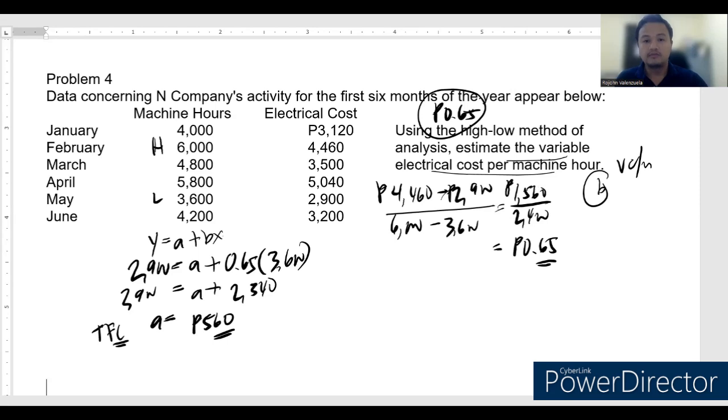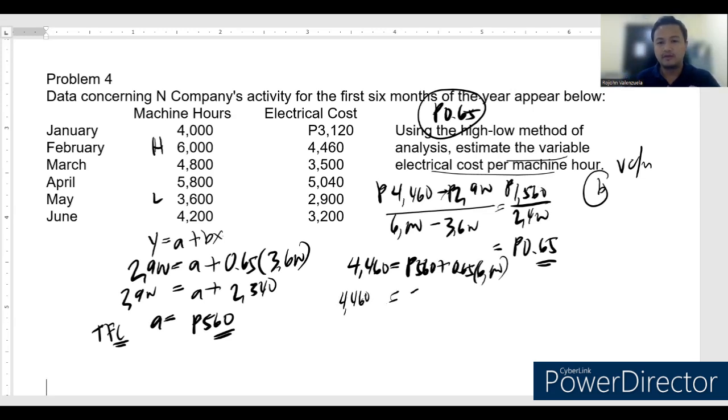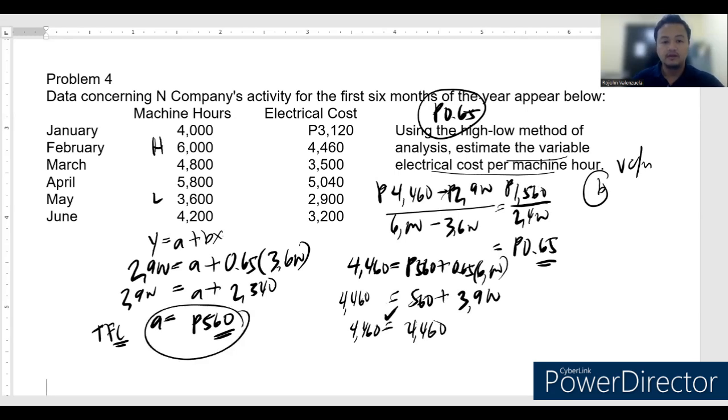So to be sure, substitute natin yung fixed cost at yung variable cost per unit using our highest activity naman. So you have 4,460 equals 560 plus 0.65 multiplied by 6,000. Ito yung highest activity natin. So 4,460 equals 560 plus 0.65 times 6,000, 3,900. So therefore, 4,460 is also the same with the other side, 4,460. So tama yung sagot natin for total fixed cost.